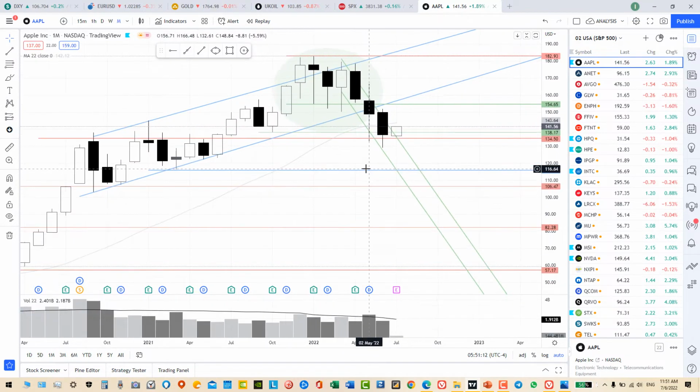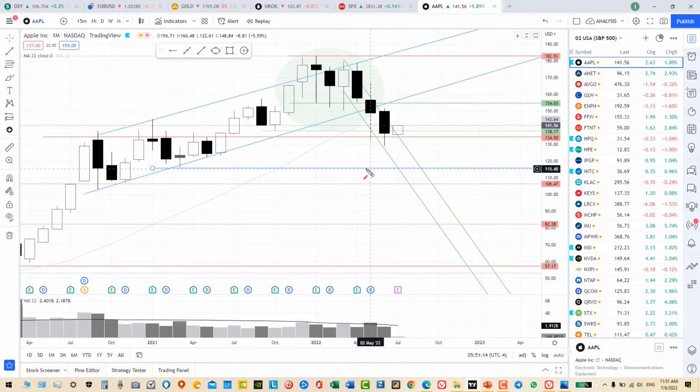And we notice that the stock is now testing a very important support key level over the monthly chart, around 134. So keep in mind that the difficult question is: is Apple going to respect this important support level?